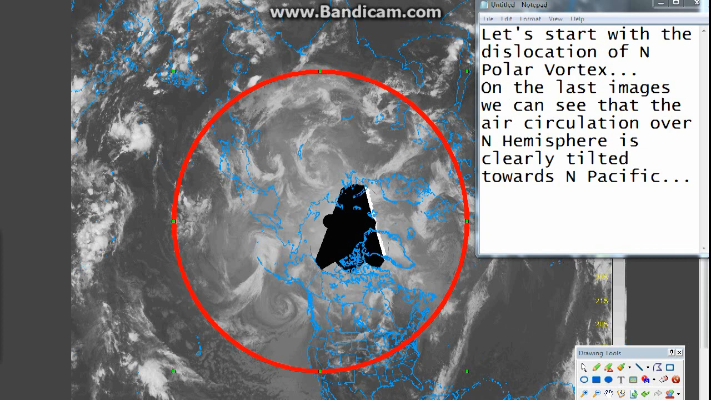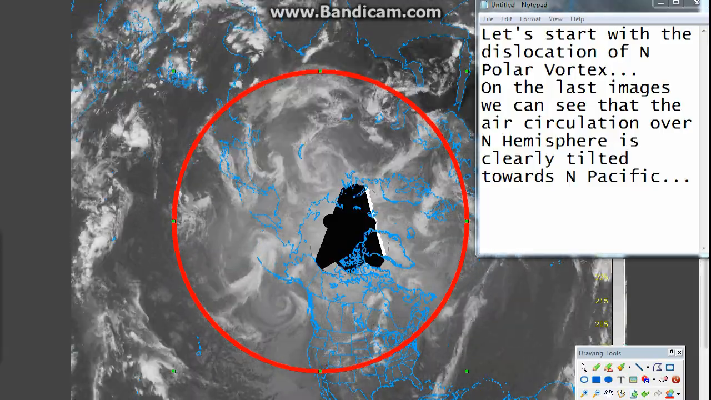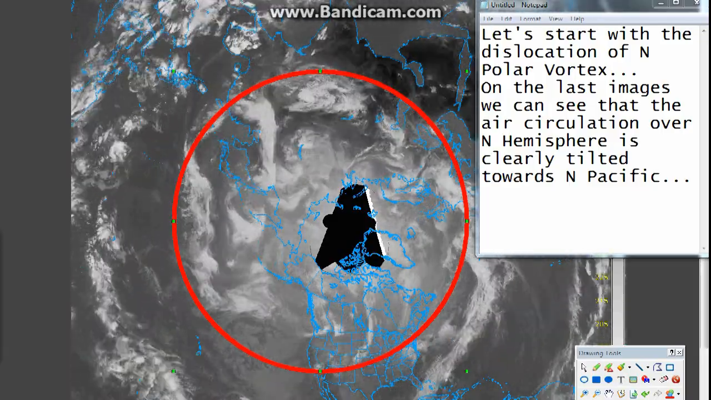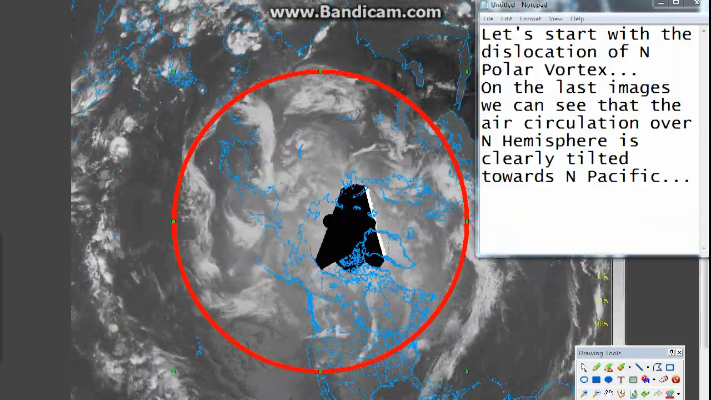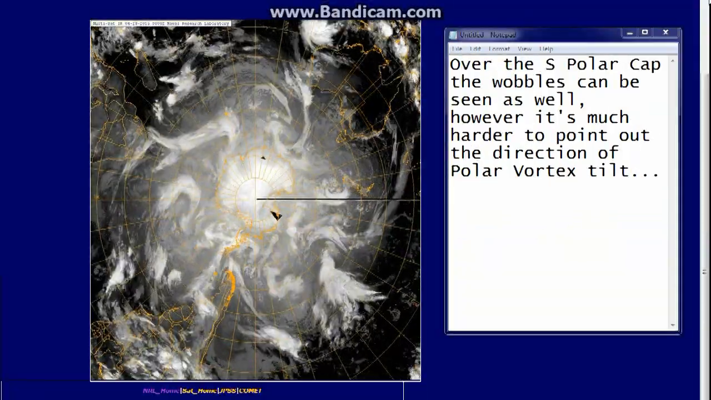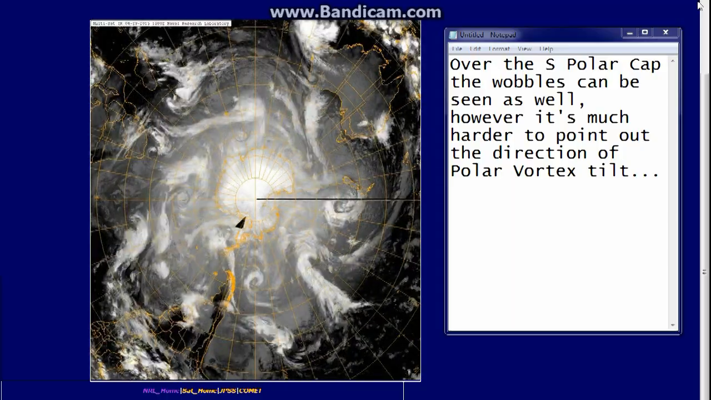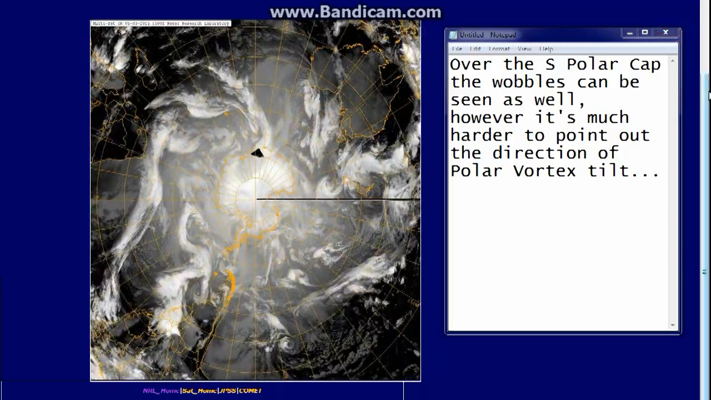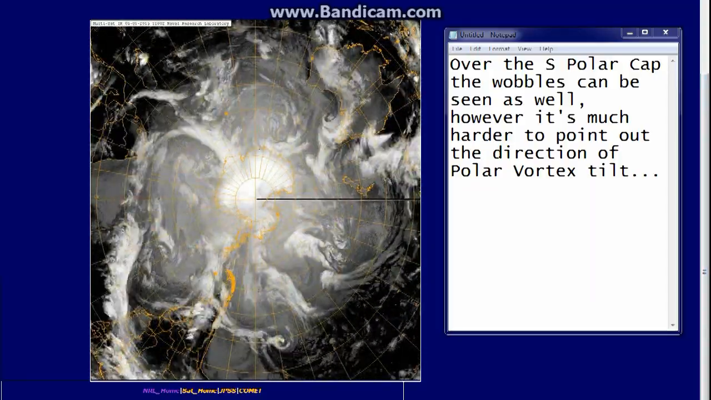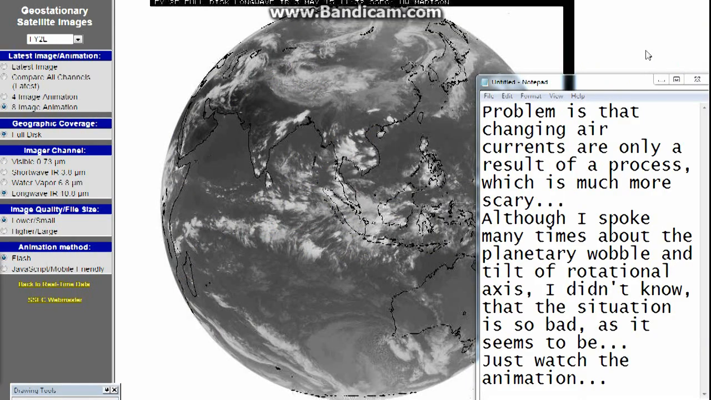On the last images we can see that the air circulation over northern hemisphere is clearly tilted towards North Pacific. Over the southern polar cap, the wobbles can be seen as well. However, it's much harder to point out the direction of polar vortex tilt. Problem is that changing air currents are only a result of a process which is much more scary.